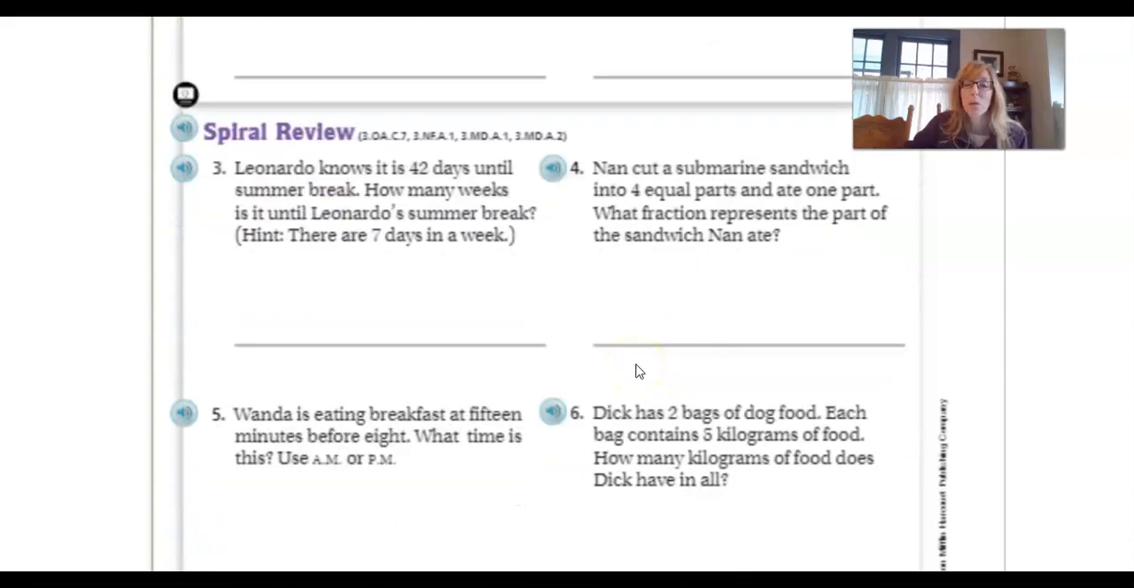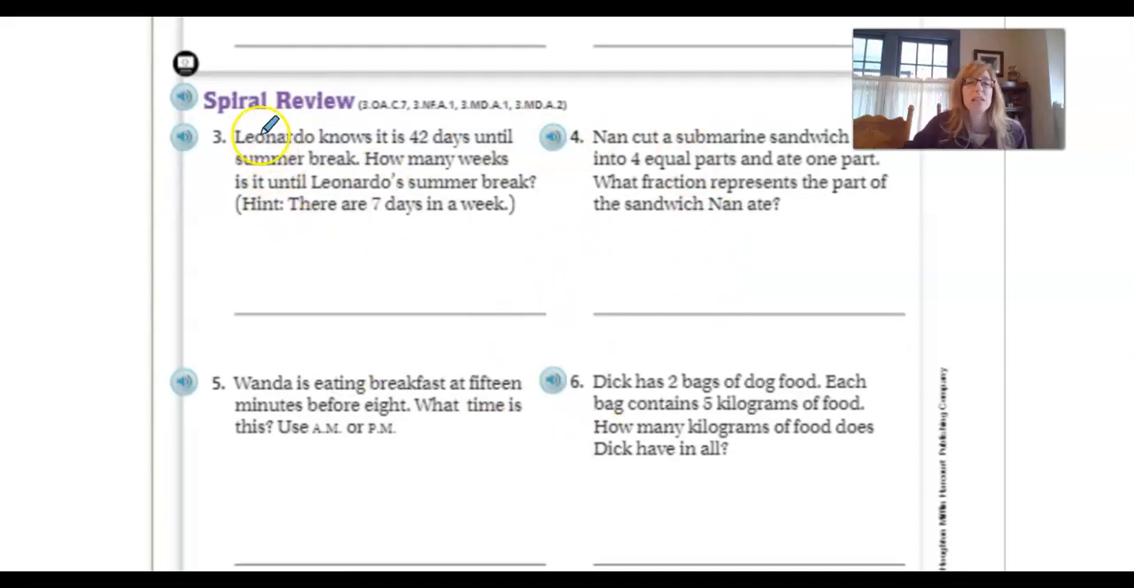For your spiral review, which goes back and talks about everything we've learned in the past, Leonardo knows that it is 42 days until summer break. How many weeks is it until Leonardo has summer break? So there are 7 days in a week. They gave us the whole number. They gave us how many days in a week, so we know we would be breaking it apart into equal groups. So 42 divided by 7, hopefully you got 6 weeks.